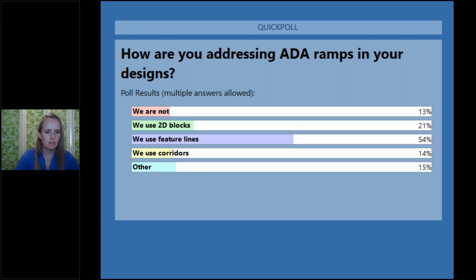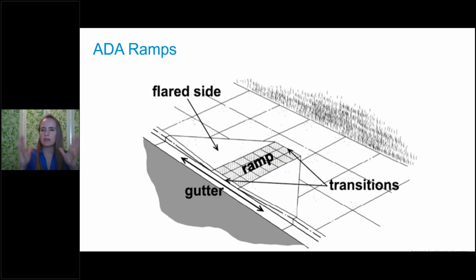Excellent. Well, great. And so it looks like most of you are using feature lines. Some of you are using corridors. Now, Adam, I'm going to put you on the spot a little bit here. You had mentioned that you use corridors for your ADA ramps. Tell me a little bit about that. How do you handle your ADA ramps with corridors?